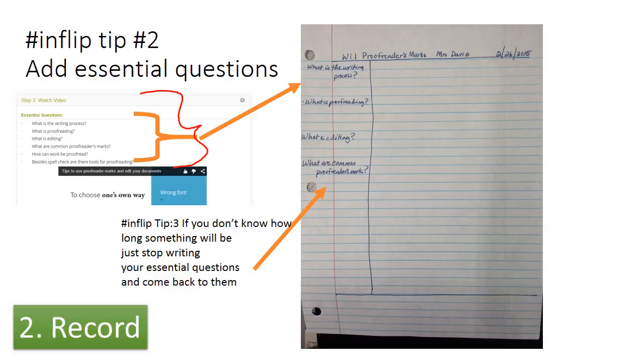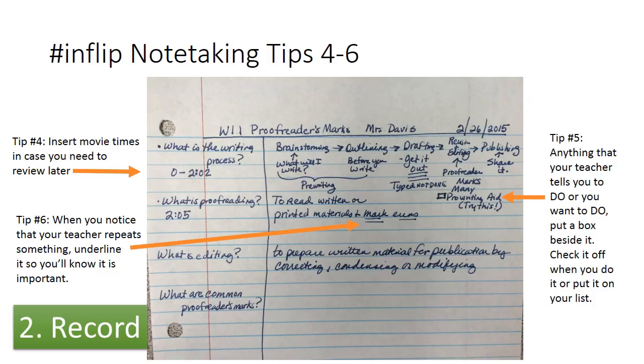Now if you see something like what are common proofreaders marks that I put here, if you don't know how long something's going to be, just stop writing those essential questions and come back to them, and you can just write the first question. But if it's an essential question, you know that your teacher thinks that's important, and you'll want to write it on the left and answer that on the right. So as I'm watching this lesson, proofreaders marks, here are my notes.